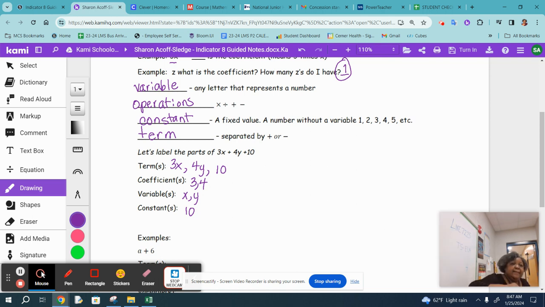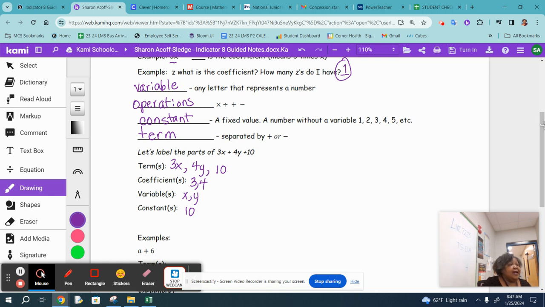Yes, ma'am. You said, why do constants what? Okay, they don't. A constant is simply a number by itself. Y'all asking some very good questions. She asked, why do constants turn into coefficients? They don't.